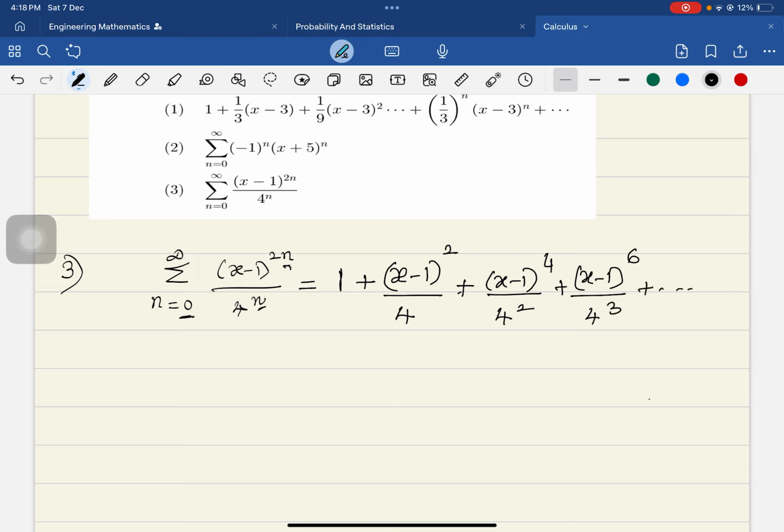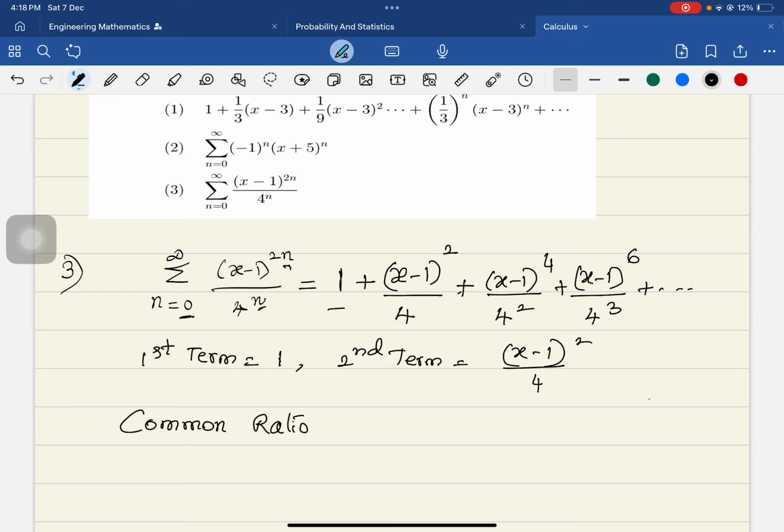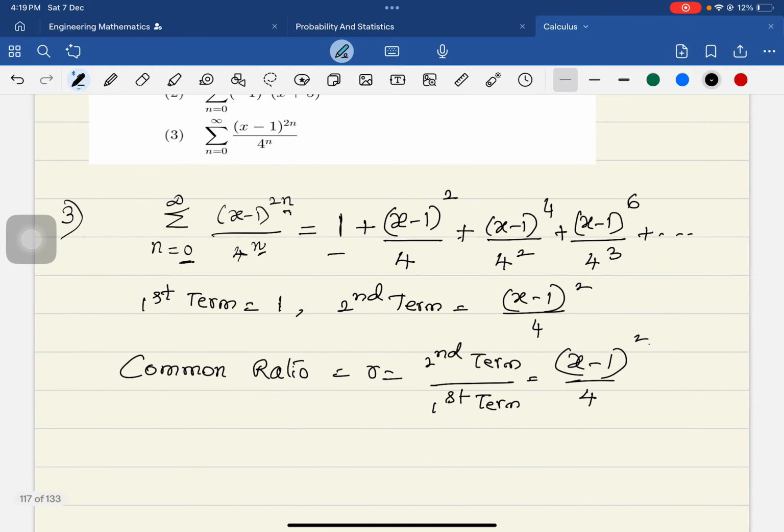Now here, what is the first term of the series? The first term of the series is 1. And what is the second term of the series? The second term is (x minus 1) the whole square over 4. And this is a geometric series where the common ratio is given by the second term over the first term. That is the common ratio. So the second term is (x minus 1) the whole square over 4, over 1, and therefore it is (x minus 1) the whole square over 4.